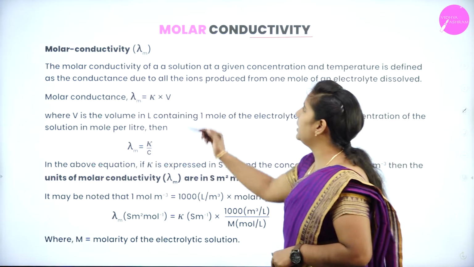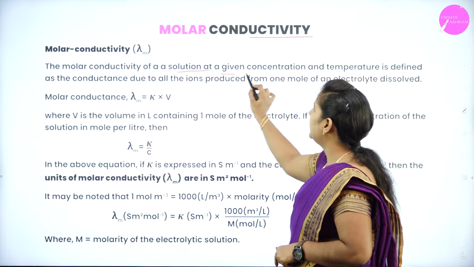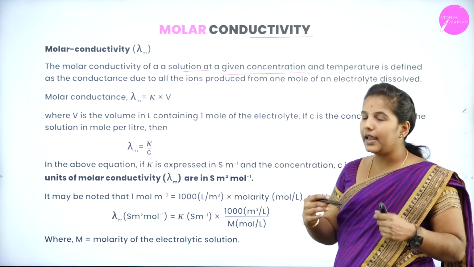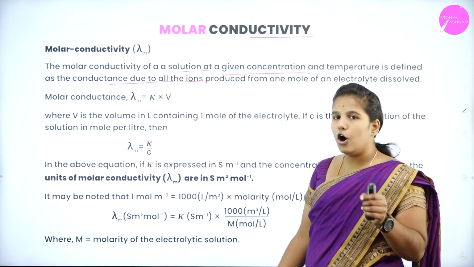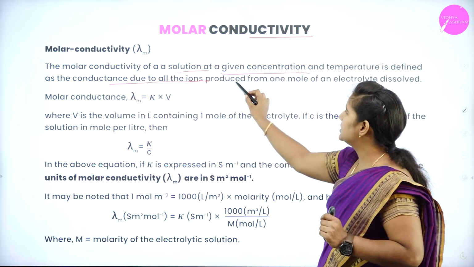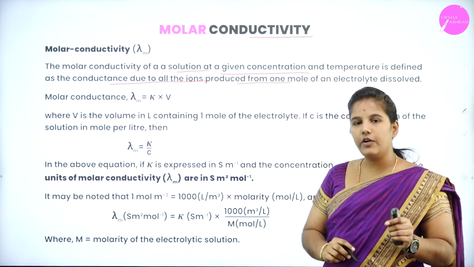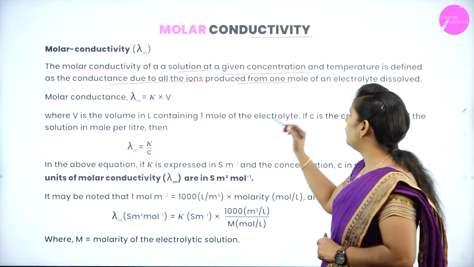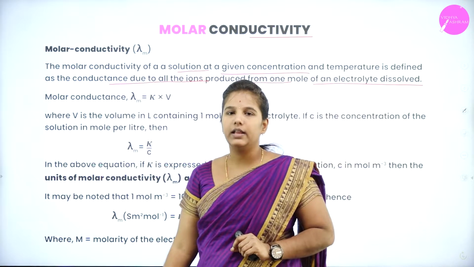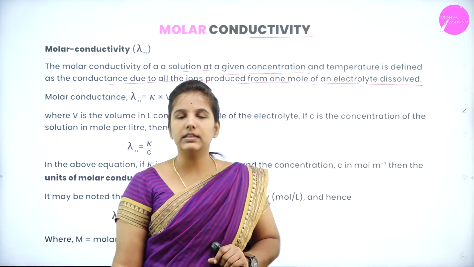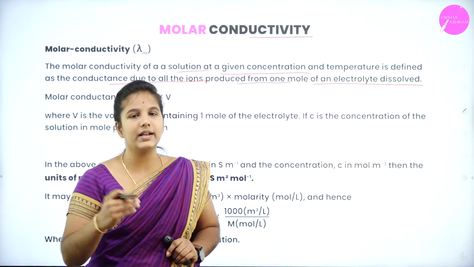Molar conductivity of a solution at a given concentration can be defined as the conductance due to all the ions which have been produced from 1 mole of electrolyte which has been dissolved in a solvent. This is known as molar conductivity.